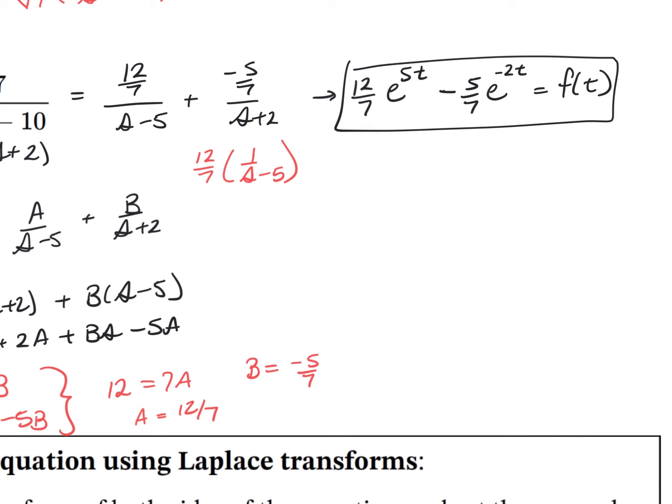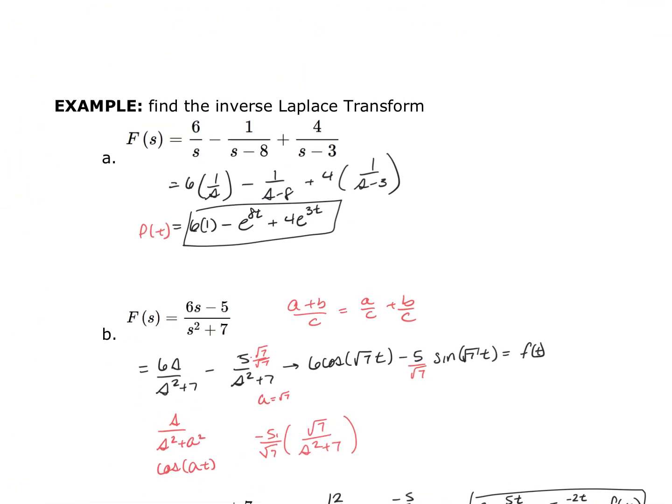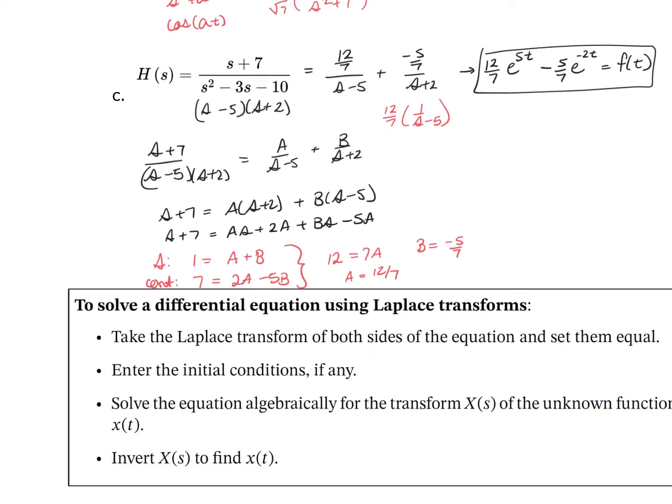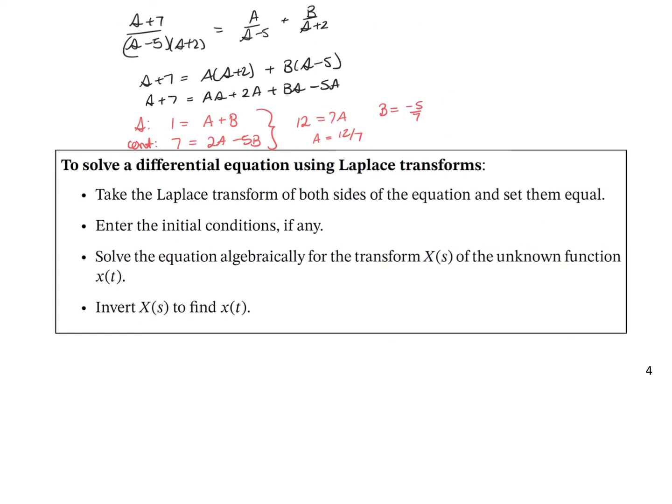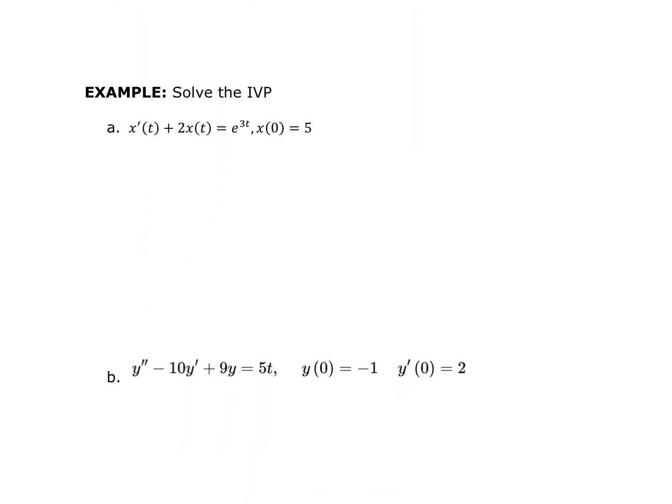Okay, so now that we've got an idea of how to find the inverse Laplace transforms, here's how we're going to use Laplace transforms to solve differential equations. We're going to take the Laplace transform of both sides of the equation and set them equal. We're going to enter the initial conditions of any. We're going to solve the equations algebraically for the transformation cap X of s of the unknown function x of t. Then we're going to invert cap X of s to find the lowercase x of t. So let's go ahead and do that.